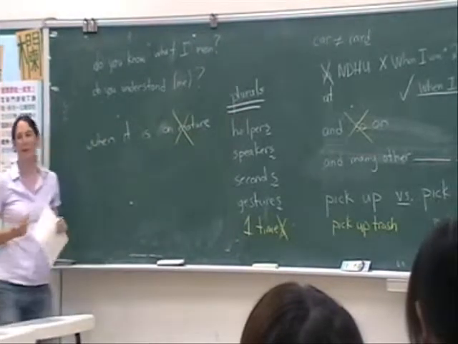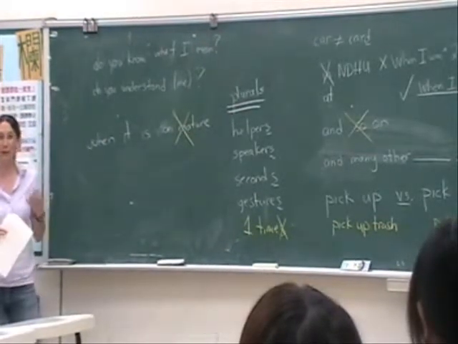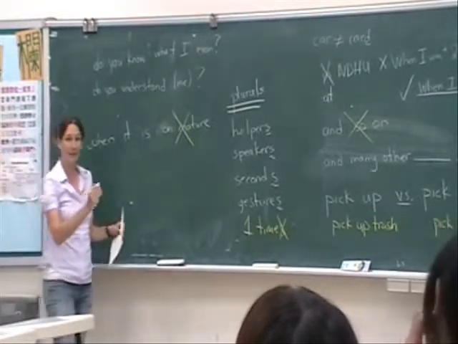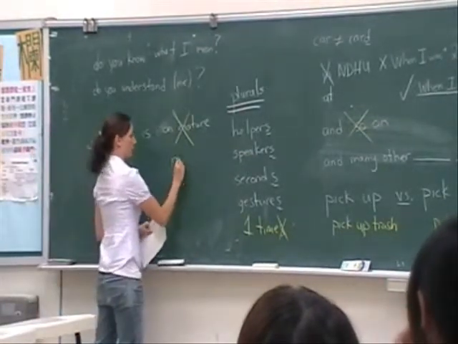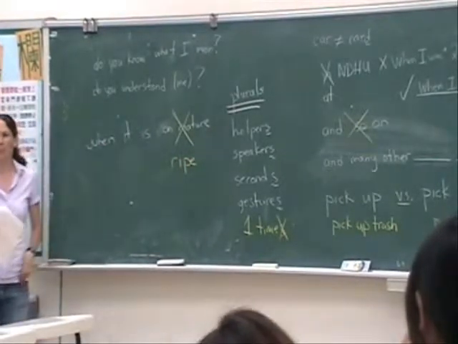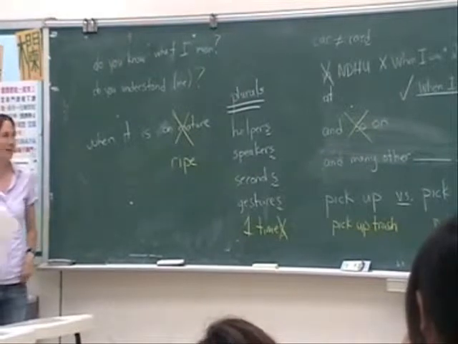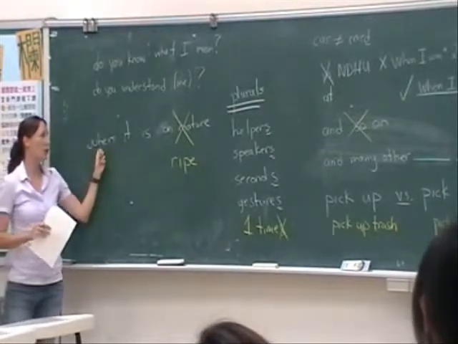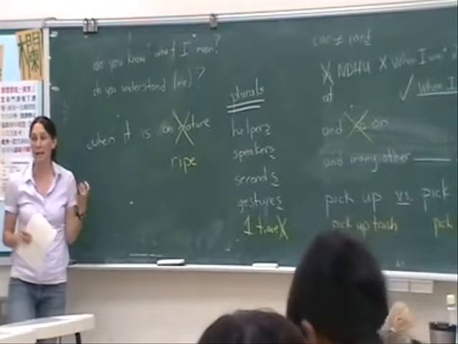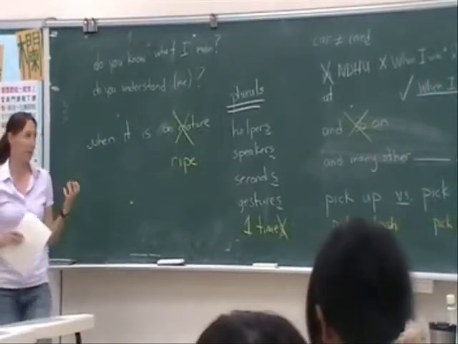And what do you say when fruit is mature? When fruit is ready to eat? There's a specific word for it. Do you guys know? Ripe. Okay. So what about the papaya? When it is mature or when it is ripe. Okay. So ripe means that it's ready to eat.